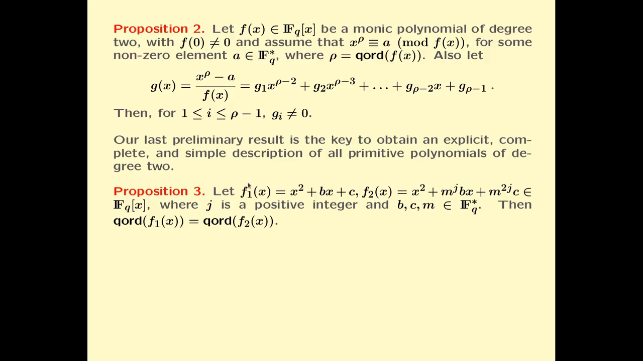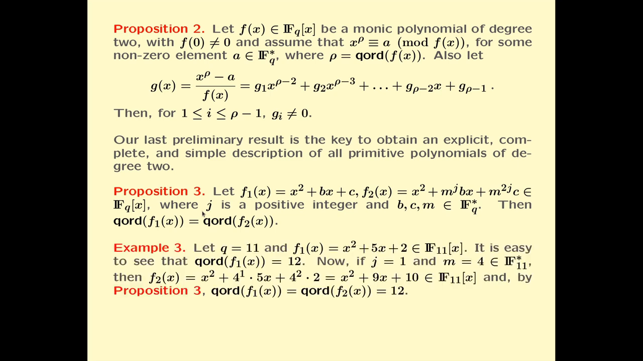Proposition 3. Let f1 be given by x^2 + bx + c and the polynomial f2 constructed in terms of the polynomial f1 in such a way that, as we can see here, the linear coefficient is multiplied by m^j, and the constant coefficient is multiplied by m^(2j), where j is a positive integer and b, c, and m are non-zero elements in the finite field. Then Proposition 3 asserts that these two polynomials, f1 and f2, constructed in this quite particular form, must have the same quasi-order.